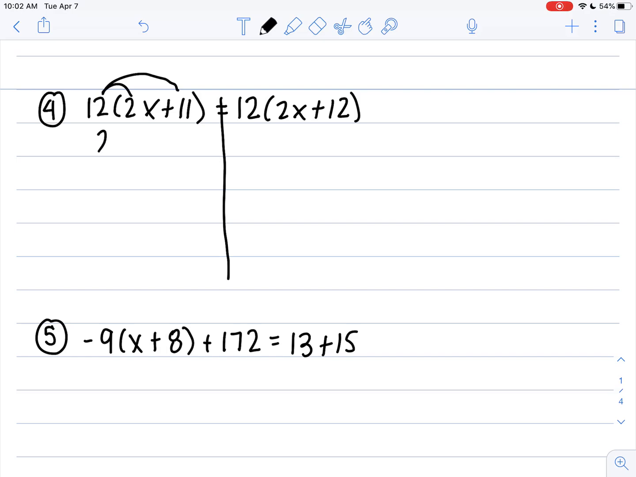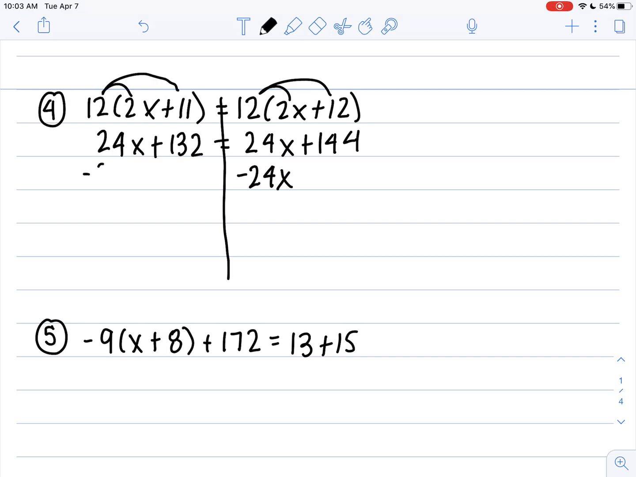So 12 times 2 is 24x. 12 times 11 is 132. 12 times 2 is 24x. 12 times 12 is 144. Okay, I'm going to move the 24x over to the other side, so I'm going to subtract 24x.